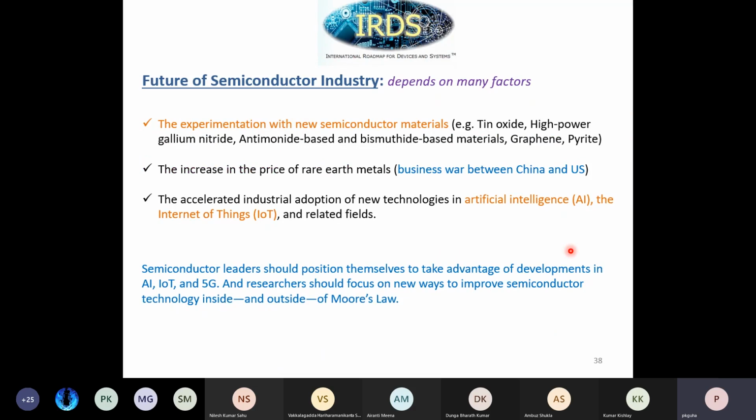So in this new organization, they not only look for silicon-based systems, silicon-based material. They look for other materials, for example, tin oxide, gallium nitride, and so on and so forth. Graphene, all these materials they are looking for. They are assessing their prospects and how to bring them into the industrial process line, and so on and so forth.